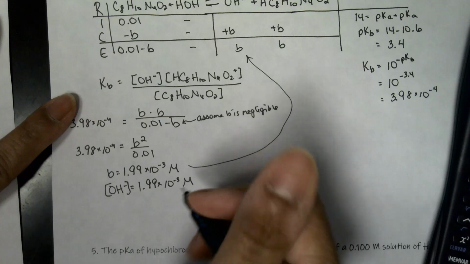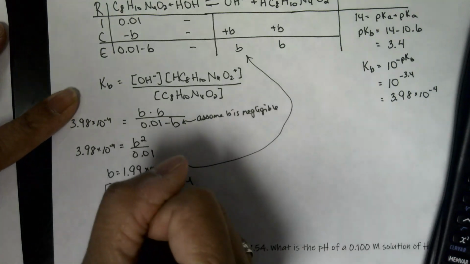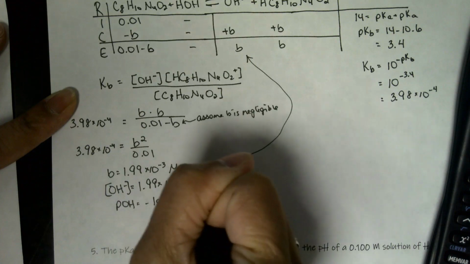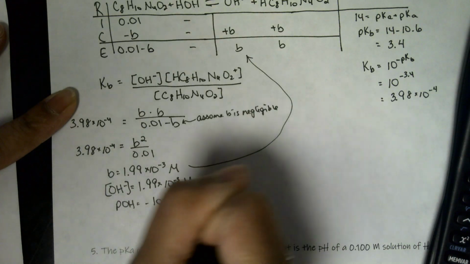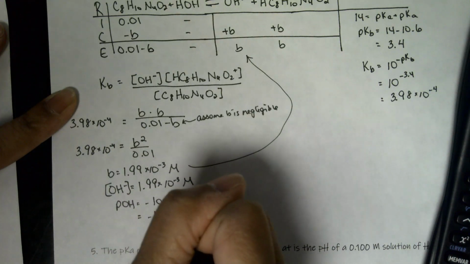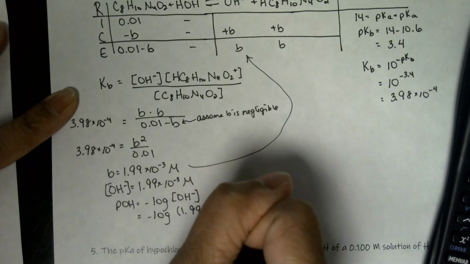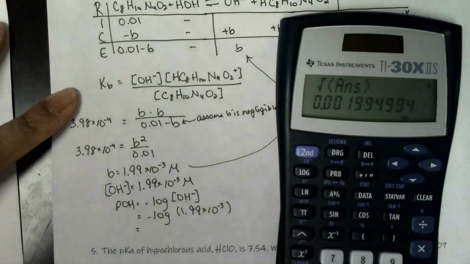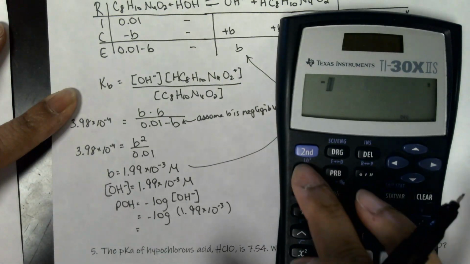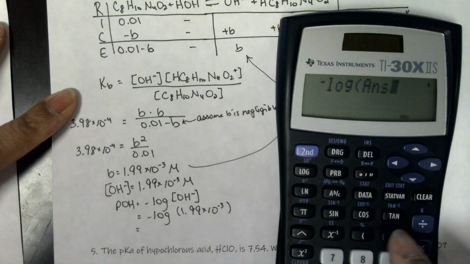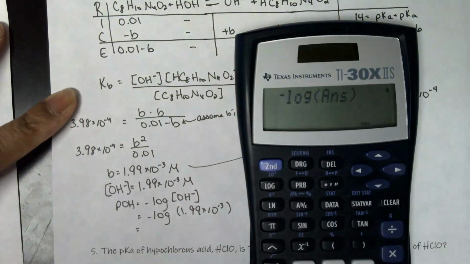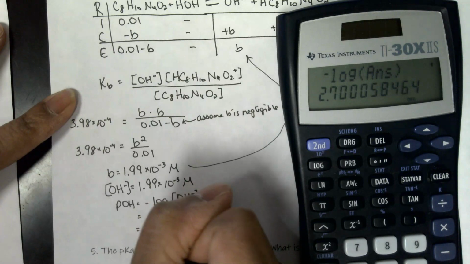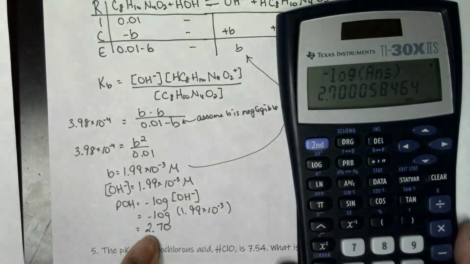So let's say the pOH is equal to the negative log of the OH concentration. So it's equal to the negative log of 1.99 times 10 to the negative 3 molar. So negative log gives the answer. And note that I'm just using the answer from before that's already in my calculator, so if your number's slightly off from mine, that's why. So this is my pOH.